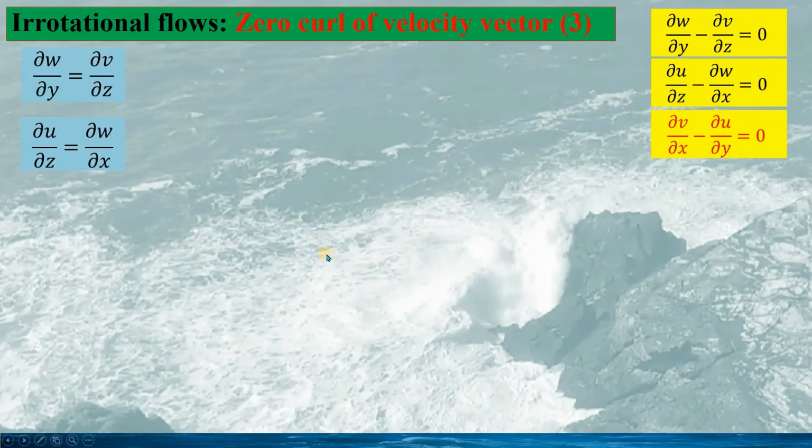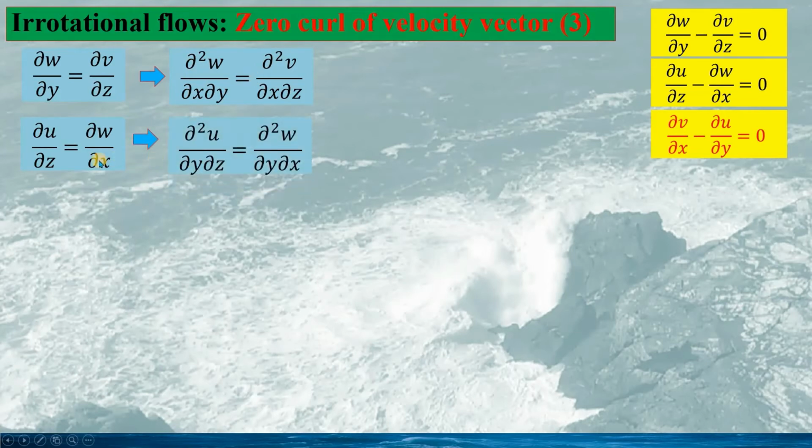Here, we will show that for 3D irrotational flow, these three equations are redundant. For example, we take the first two equations and write them as this and this. We calculate the partial differentiation of the first with regard to x, so we have the expression as this. Similarly, for the second equation, we calculate its partial differentiation with regard to y, so we have the equation as this.